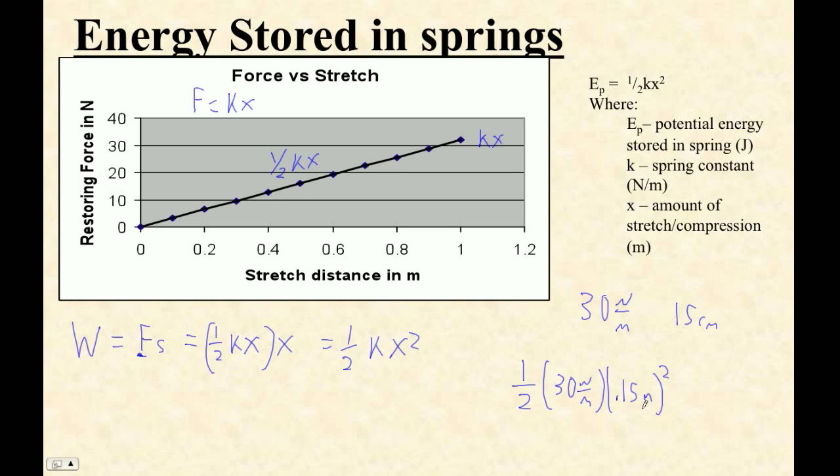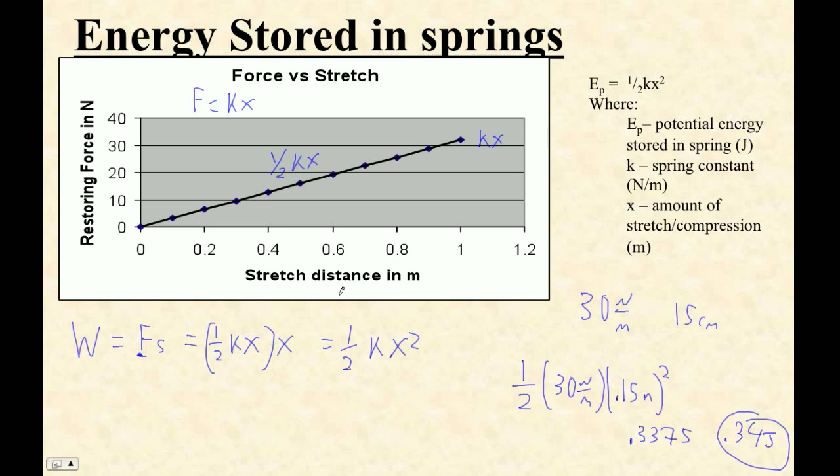So 0.5 times 30 times 0.15 squared. Don't forget to square the x. That's what everybody forgets, right? It's not very many joules. That's 0.3375 joules. And then we only have 2 sig figs, so I guess we have to say 0.34 joules.